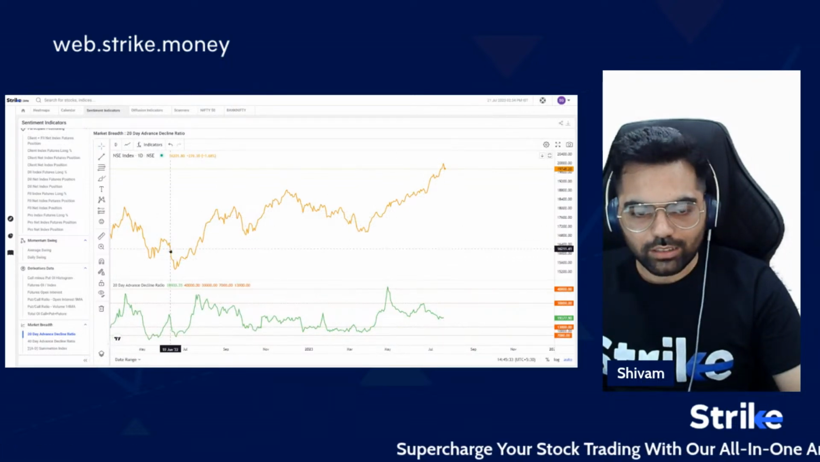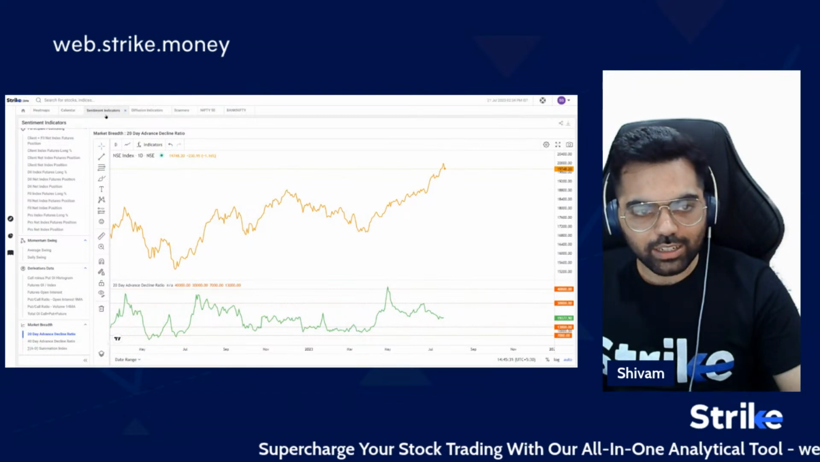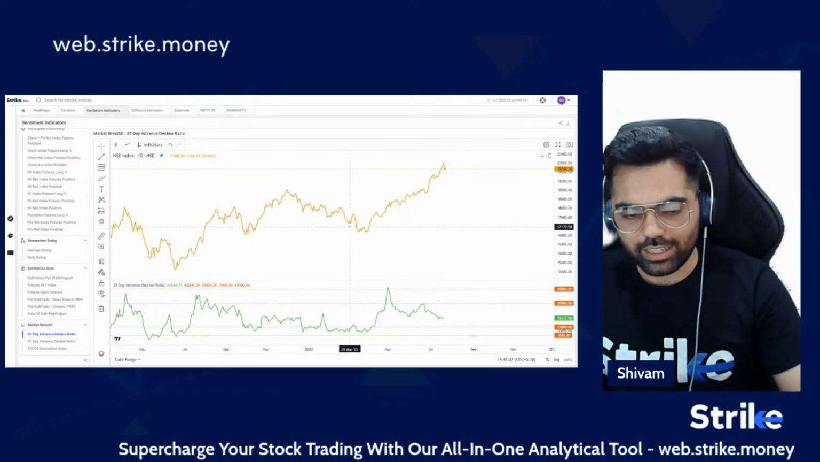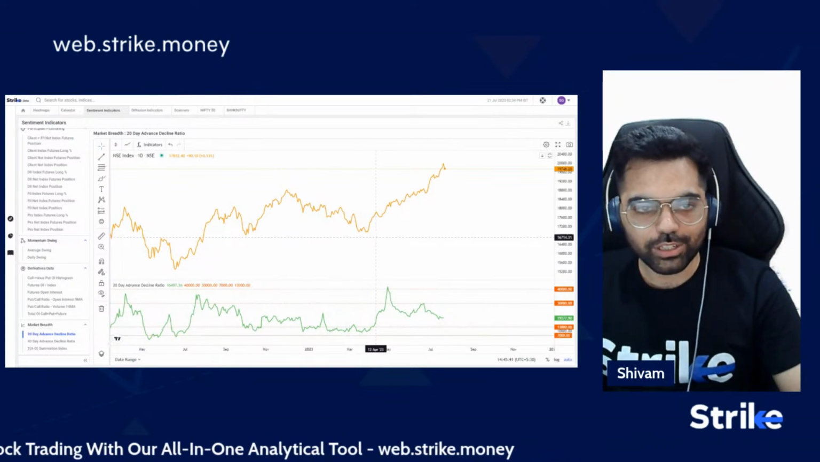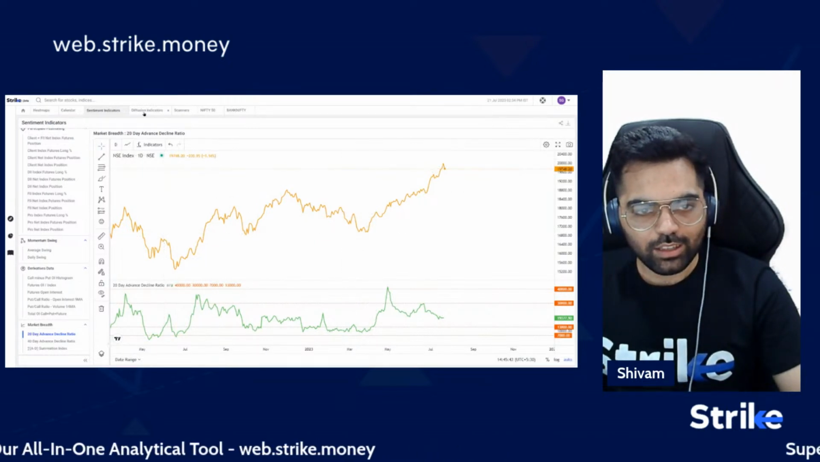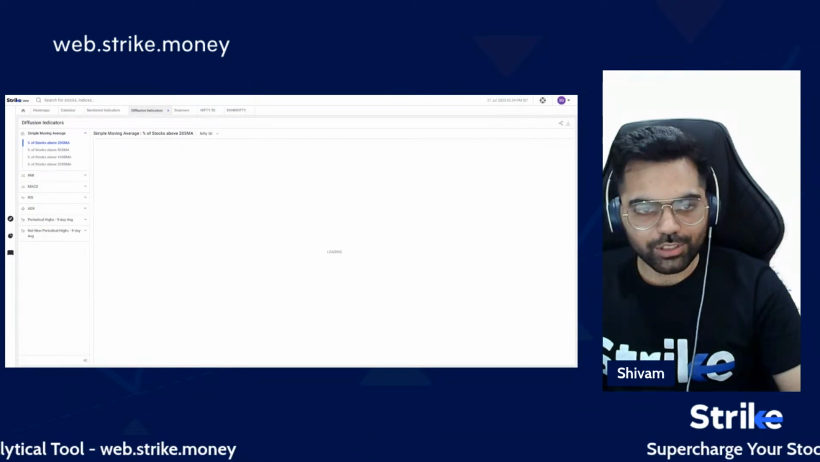So you can just jump to sentiment indicators on web.strike.money and do your own analysis and see how these indicators help you in your own setups. I'll have a quick look at diffusion indicators as well.